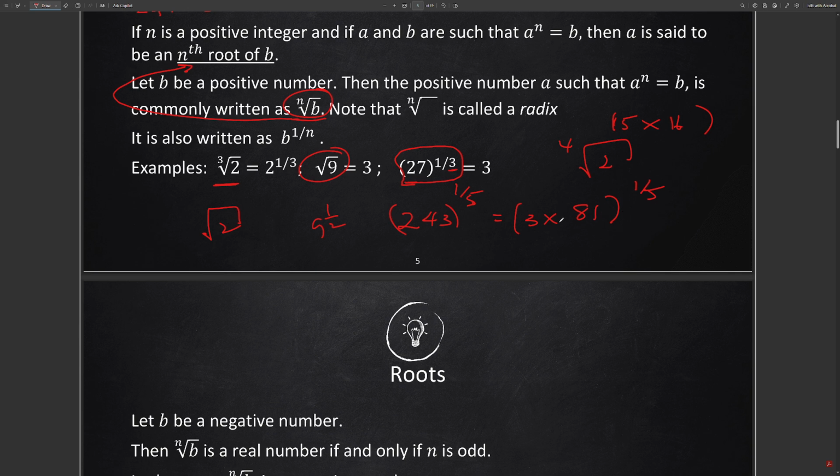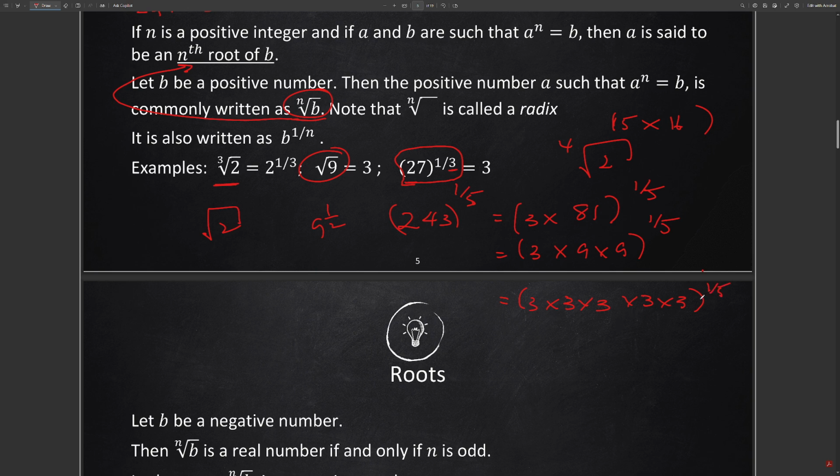Now we break this 81 down into its perfect square. So we get 3 multiplied by 9 by 9, 81, to the power of 1/5. And every time you break this number down, it has to always be a perfect square. 9, and what is the square root of 9? 3. So this becomes 3 multiplied by 3 by 3 is 9. So we put 3 by 3. 3 by 3 is also 9 for this 9. So we get 3 by 3. And then this is to the power of 1/5.